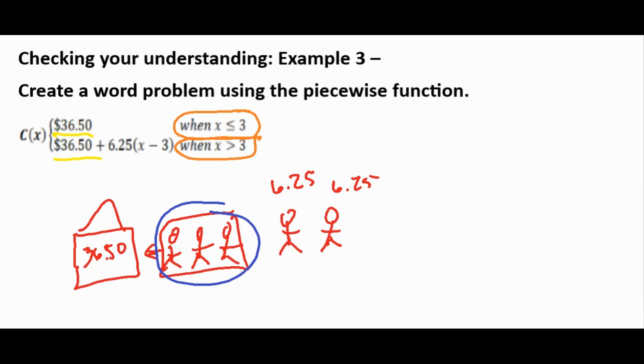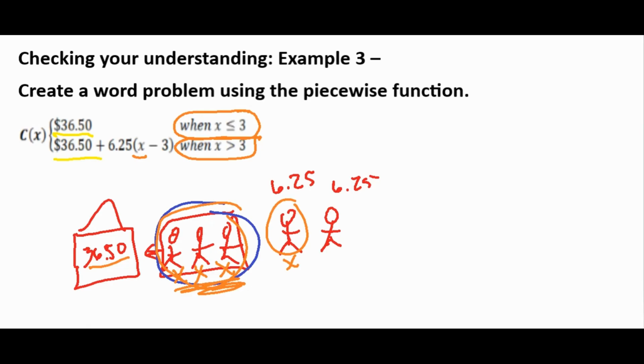And that's what this domain restriction here is saying. This is saying that you're going to pay $36.50 when x, so each one of these people being an x, when x is less than or equal to 3. So when you take that 1 person, it's still going to be $36.50. If you take 2 people, again, 2 of those x's, it's still going to be $36.50. If you take all 3 of these people, it's still going to be $36.50. But as soon as you take all these 3 and then you add another one, we have to add another $6.25 for each of these x's above the 3 that we started with.